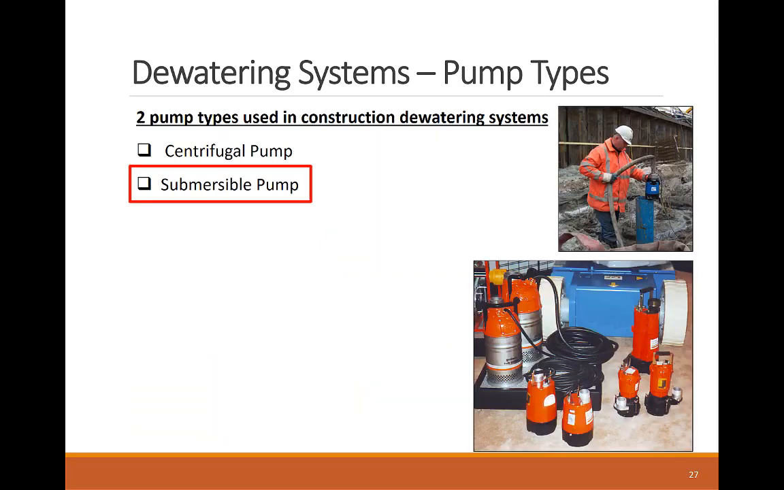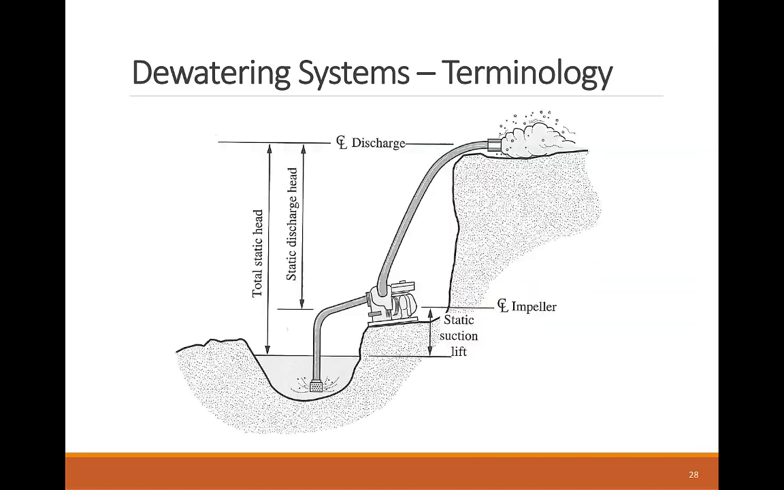Submersible pumps are used in dewatering tunnels, foundation pits, and trenches. Submersible pumps are placed under the water surface, eliminating the need for suction pipes. Also, this means that they are more quiet than centrifugal pumps.